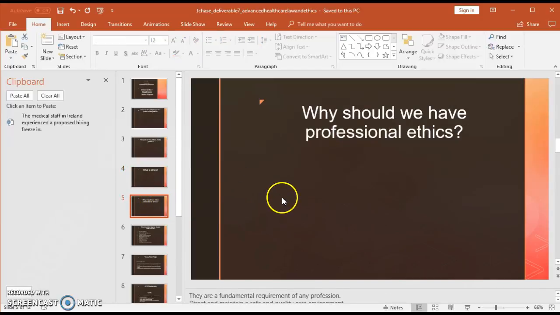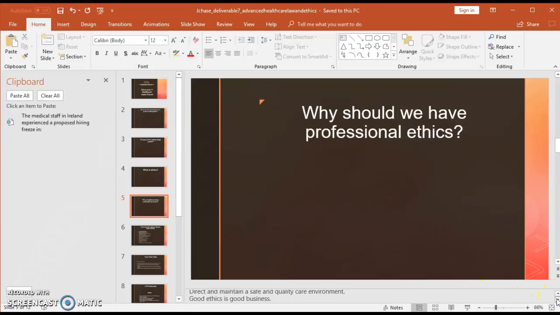Why should we have professional ethics? They are a fundamental requirement for any profession. They direct and maintain a quality care environment. Good ethics are good business, and it also provides many ways for growth and development by leaving a good impression about an organization.